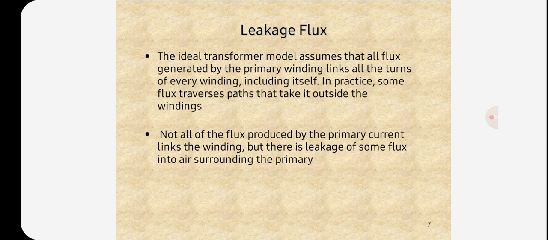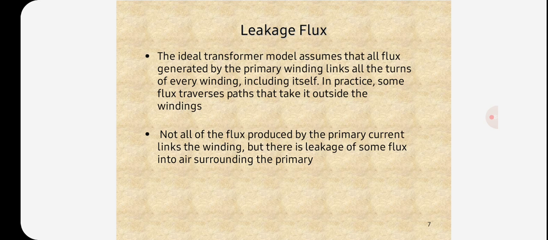So leakage flux is the primary leakage flux ΦL1 and secondary leakage flux ΦL2. In ΦL1, the flux which links the primary alone and does not link with the secondary is known as primary leakage flux ΦL1. This flux is produced by the primary ampere turns I1 N1 only, therefore it is proportional to the primary current I1 and number of primary turns N1.